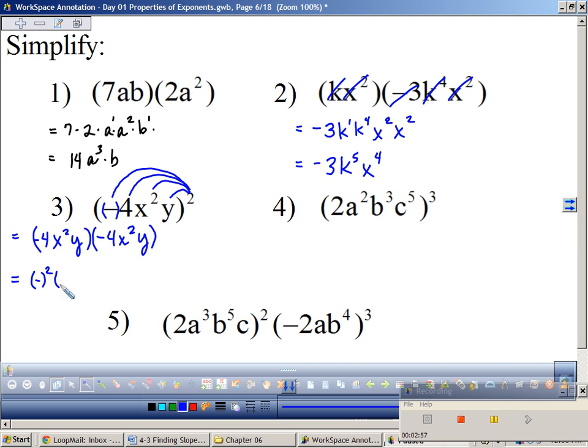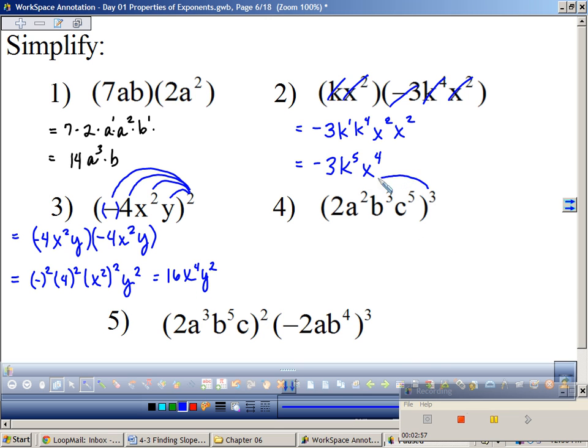negative squared, 4 squared, x squared 2 times, and y squared, which gives me a negative times a negative is a positive. 4 squared is 16. X squared 2 times is x to the 4th, y squared. And Justin, you don't have to do this step right here. This one and this one is sufficient.